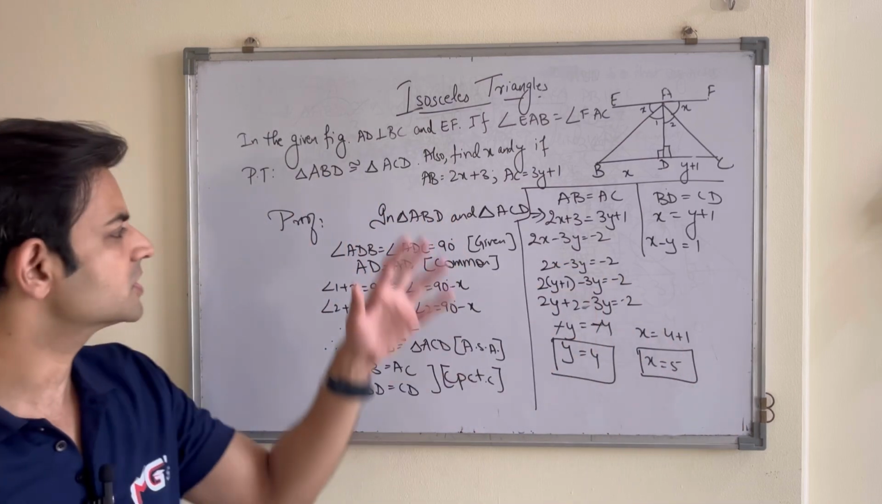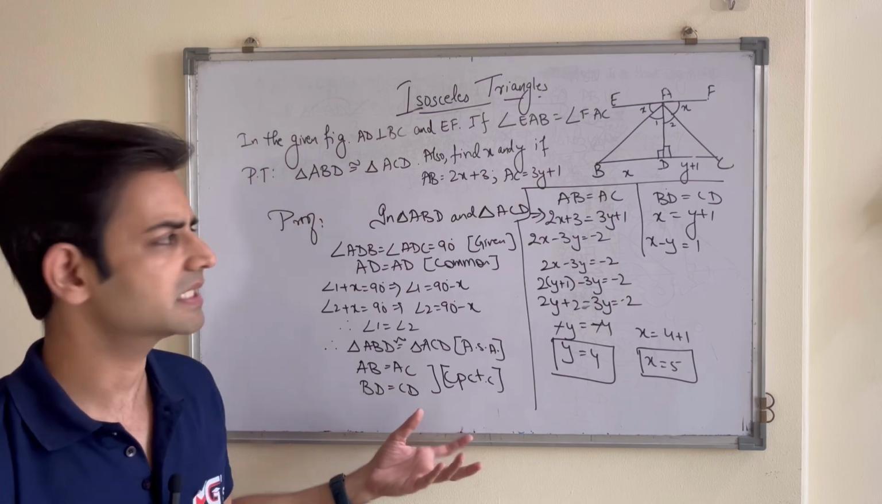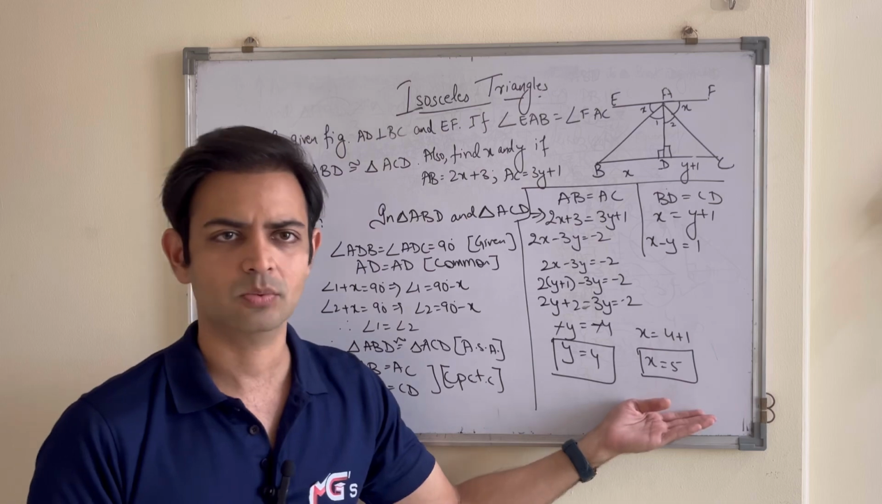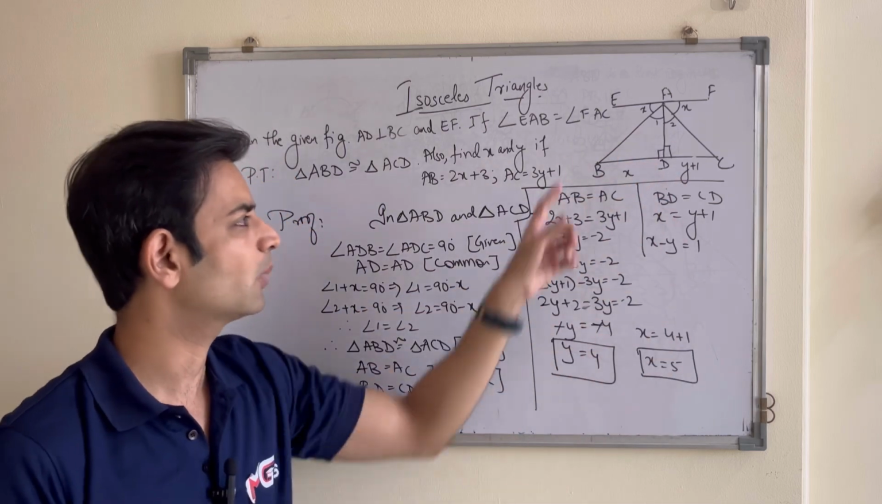So very simply, we just proved them congruent with the help of CPCT. We just equated the given information and we got the value of x and y. That is, x is equal to 5 and y is equal to 4.